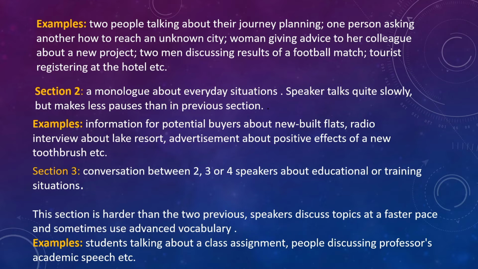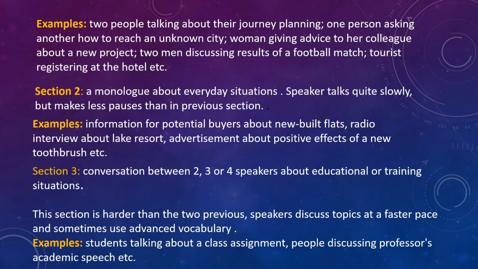This section is harder than the 2 previous ones. Speakers discuss topics at a fast pace and sometimes use advanced vocabulary. In this section, it is much harder than the 2 previous sections because speakers discuss topics very fast and may use vocabulary which is unknown to us, less common words. Examples: a student talking about a class assignment, people discussing professors, an academic speech, etc. These are the section 3 examples.